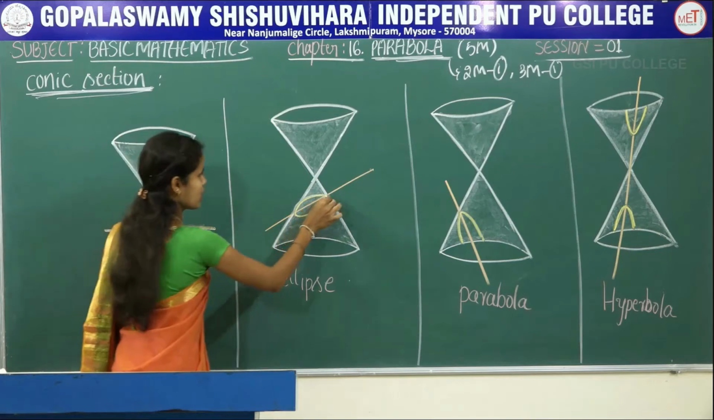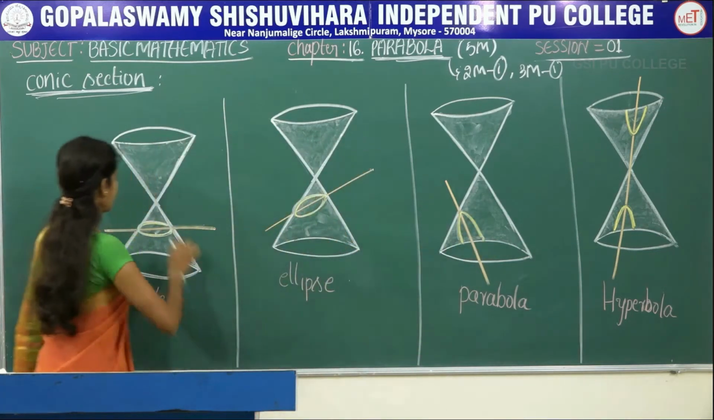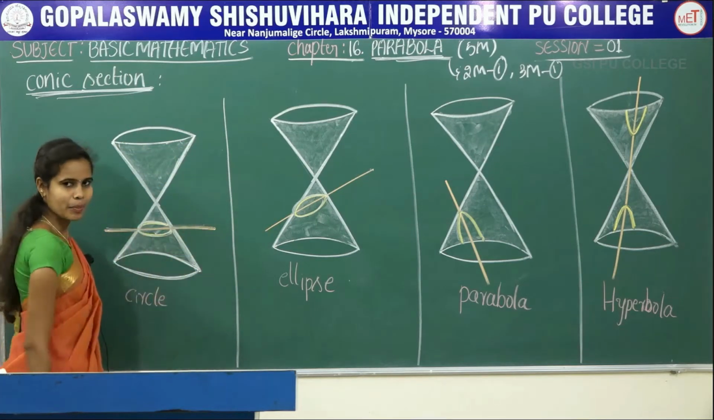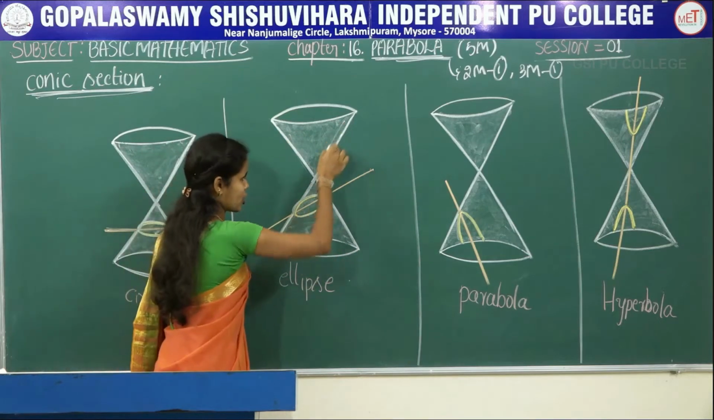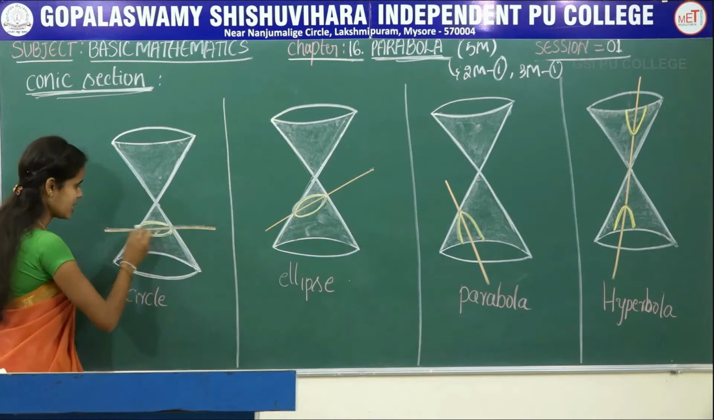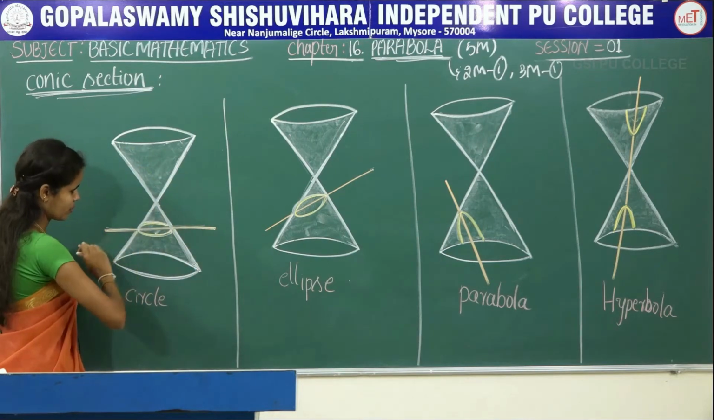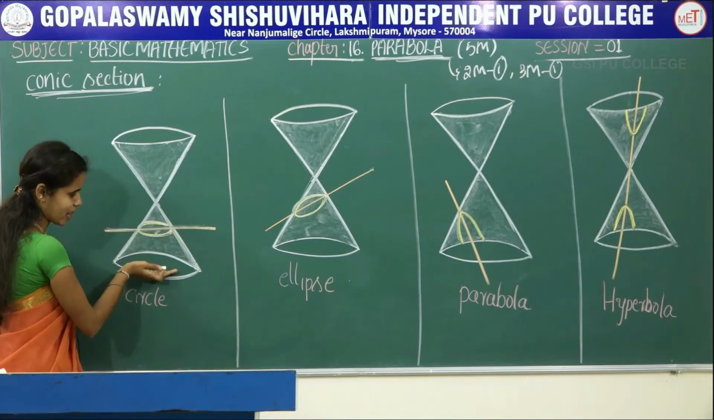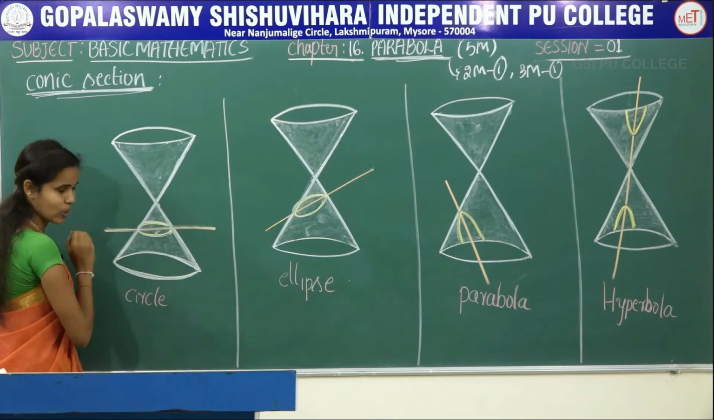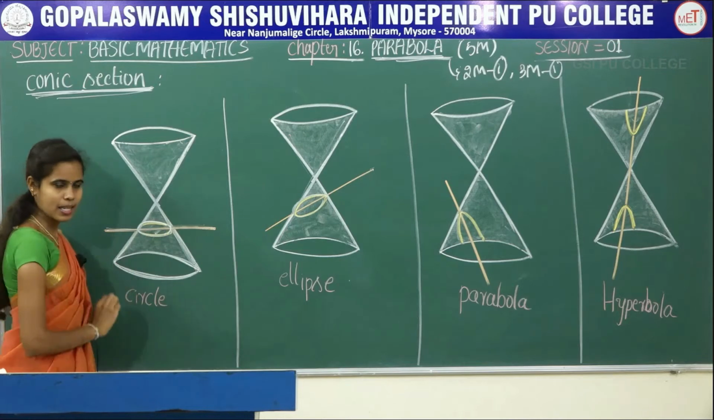Conic sections are curves obtained by the intersection of a right circular cone by a plane. Here observe, consider the plane cutting the right circular cone horizontally, meaning parallel to the base. Here the base is a circle, therefore it is called a circular cone. Here observe, we get a curve. This curve is called a circle.